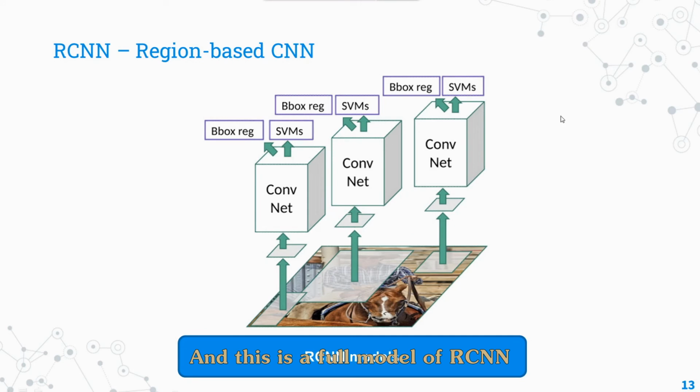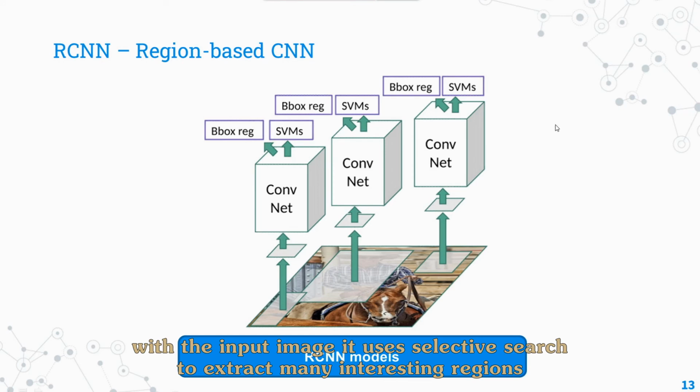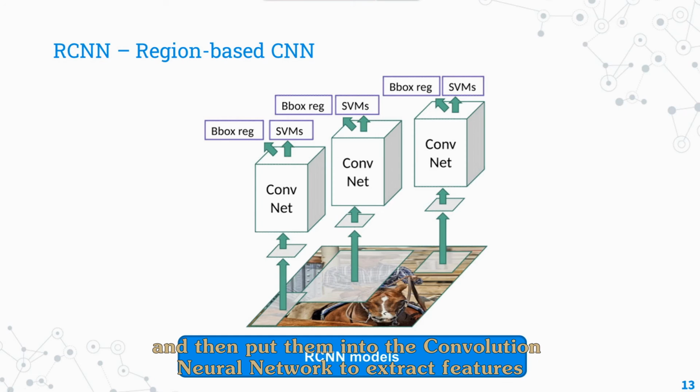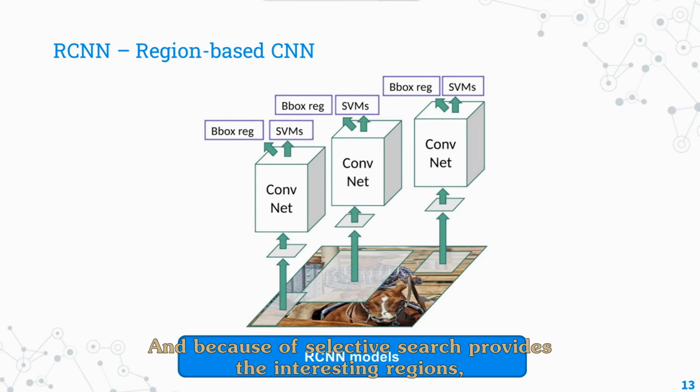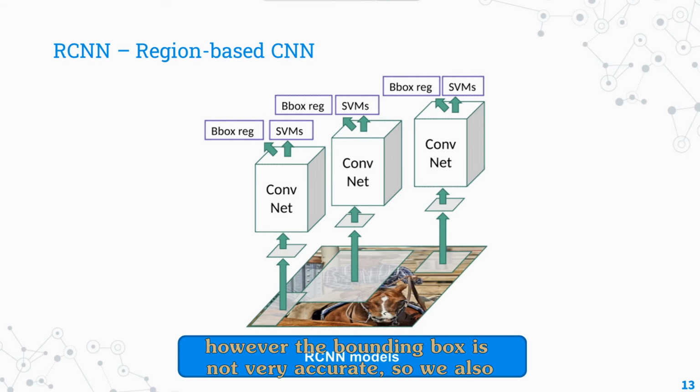And this is the full model of R-CNN. With the input image, it uses selective search to extract many interesting regions and then puts them into the convolutional neural network to extract features. Once extracted, we pass the features into the SVM model to classify the class of the region. Because selective search provides the region proposals, however, the bounding box is not very accurate, so we also pass the features into the bounding box regression to achieve a better one.